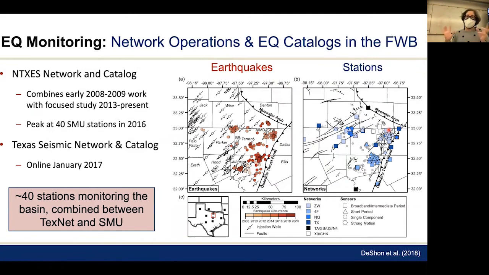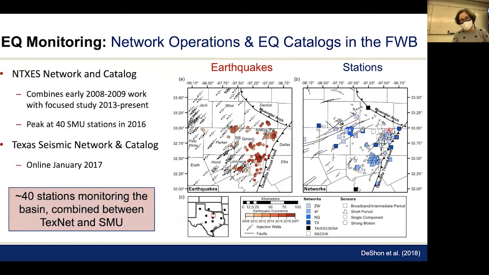It combines some early work in 2008 and 2009 by Brian Stump. Then SMU did not operate stations for a good amount of time. Since 2013, we built up stations as felt earthquakes occurred. So it was kind of whack-a-mole. Our catalog is great, but it never includes the first largest earthquakes, large being 3.5s. It's always the later earthquakes that we capture. At one point, we were operating up to 40 stations.